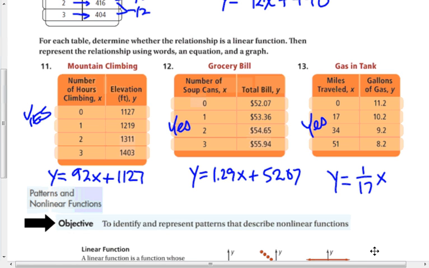So all of these are linear functions because they increase in both variables by a constant amount. In the first one, the mountain climber starts at an elevation of 1,127 feet and climbs 92 feet per minute. In the second one, the total bill at the grocery store is $52.07 plus $1.29 times the number of cans of soup bought. And then the last one, the number of gallons of gas in the tank is, oops, I forgot something there, it's equal to 11.2 gallons minus 1/17 times the number of miles traveled.